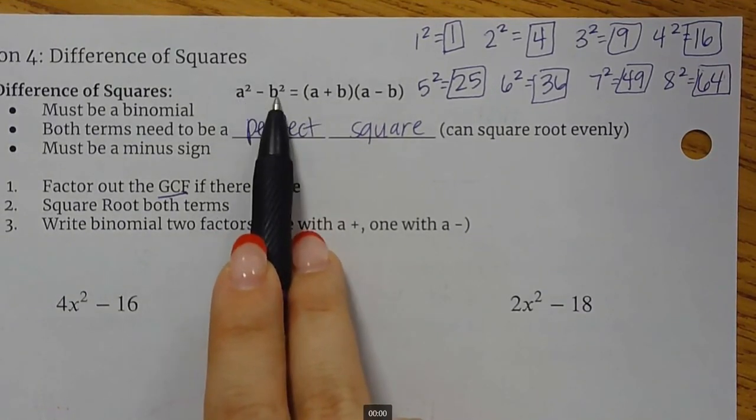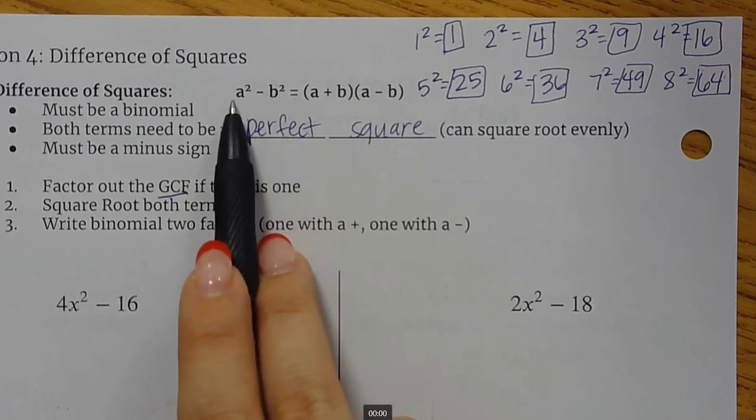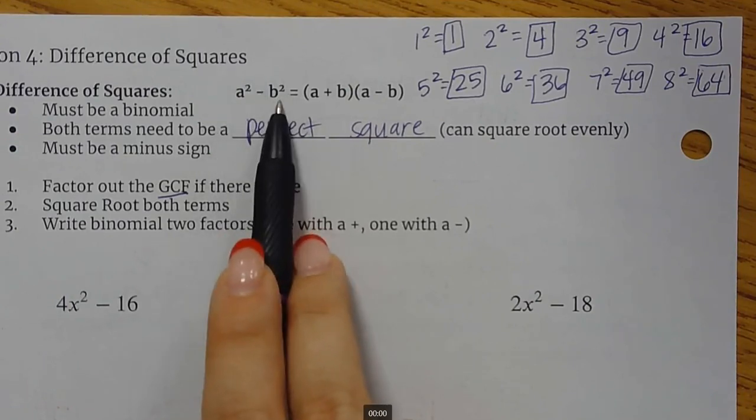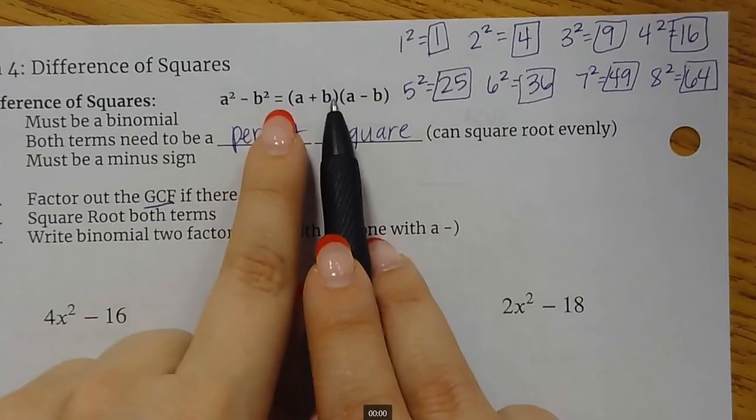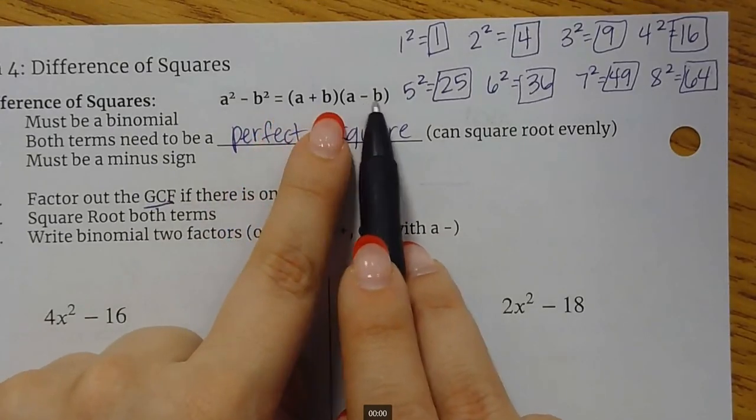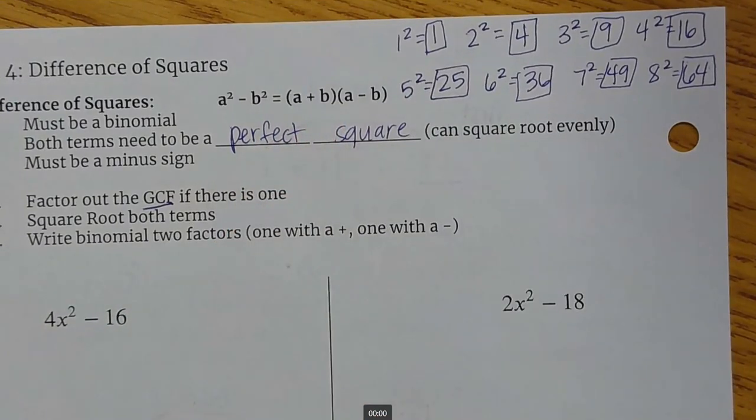Okay, so a squared minus b squared. I take the square root of a squared, that's a. Take the square root of b squared, that's b. I set it up like this. The 2 things I find, you're going to set it up as a plus b times a minus b. So you add them together, multiply it, subtract them. Okay, so let's look at our first example.